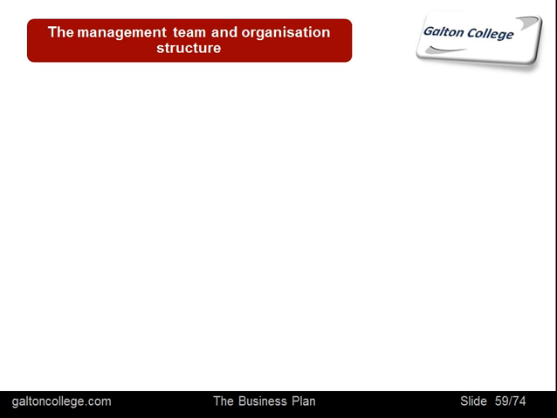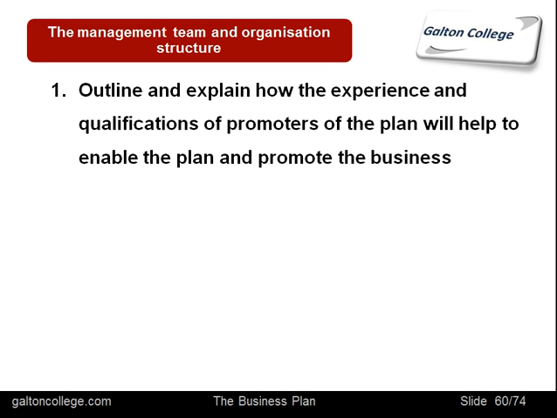Now the management team and organisation structure. Well, outline and explain how the experience and qualifications of the promoters of the plan will help enable the plan and promote the business. Their qualifications, maybe they're members of professional bodies or they've got technical qualifications from universities or whatever. Or maybe they've got a long history, a lot of experience in this market and know the market intimately. In that case, state this because that is an asset. That's something quite positive.